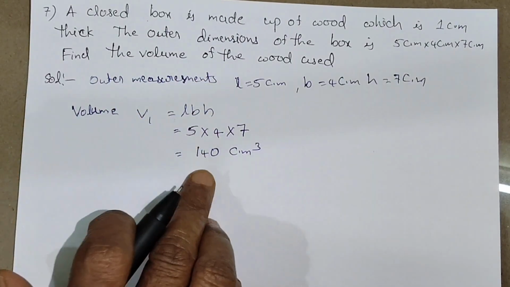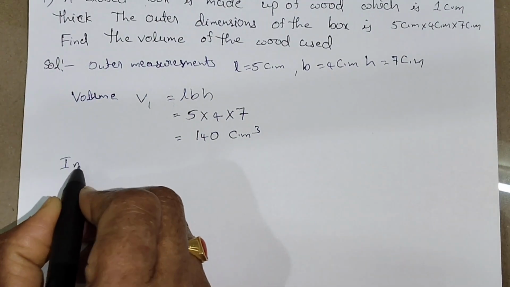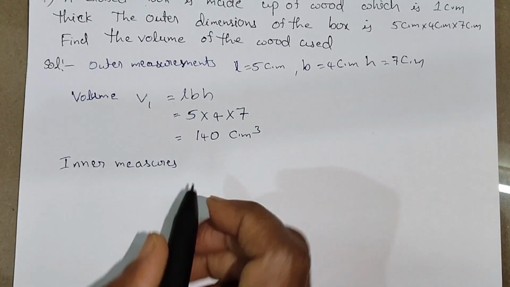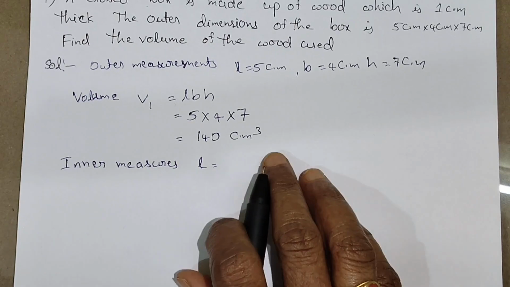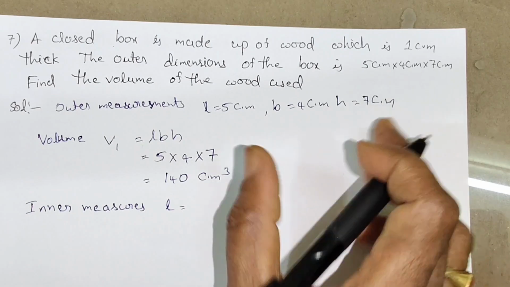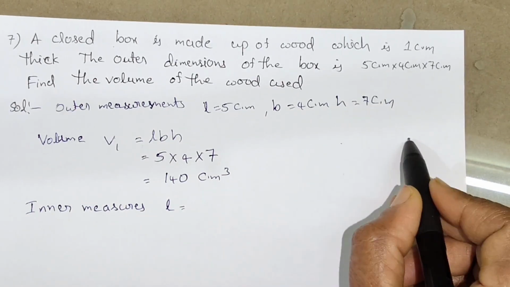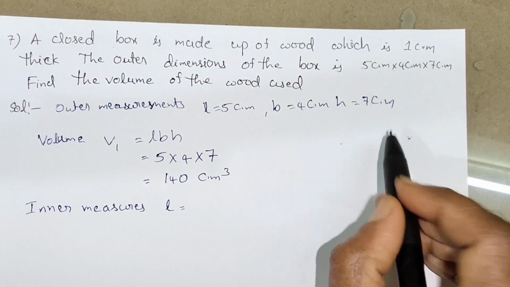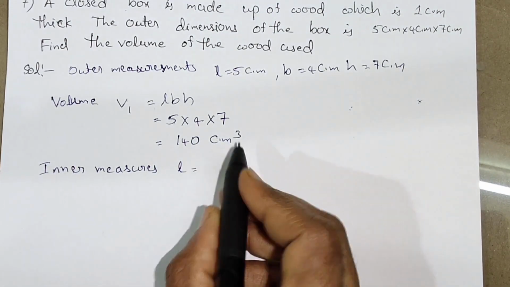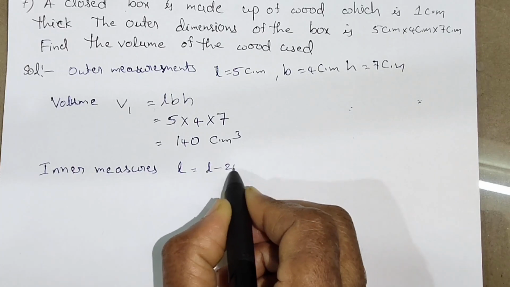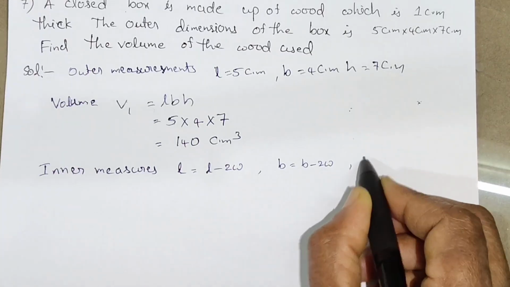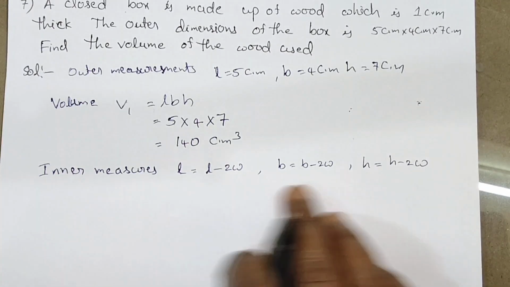We used the outer measurements. So now we use the inner measurements of the box. For the inner measurements, the wood thickness is 1 centimeter. In any box there are two sides, so one side is 1 centimeter and the other side is 1 centimeter. So we subtract 2 centimeters. Inner measurements are L minus 2W, where W is the thickness. Next, B minus 2W, and H minus 2W. These are the inner measurements.